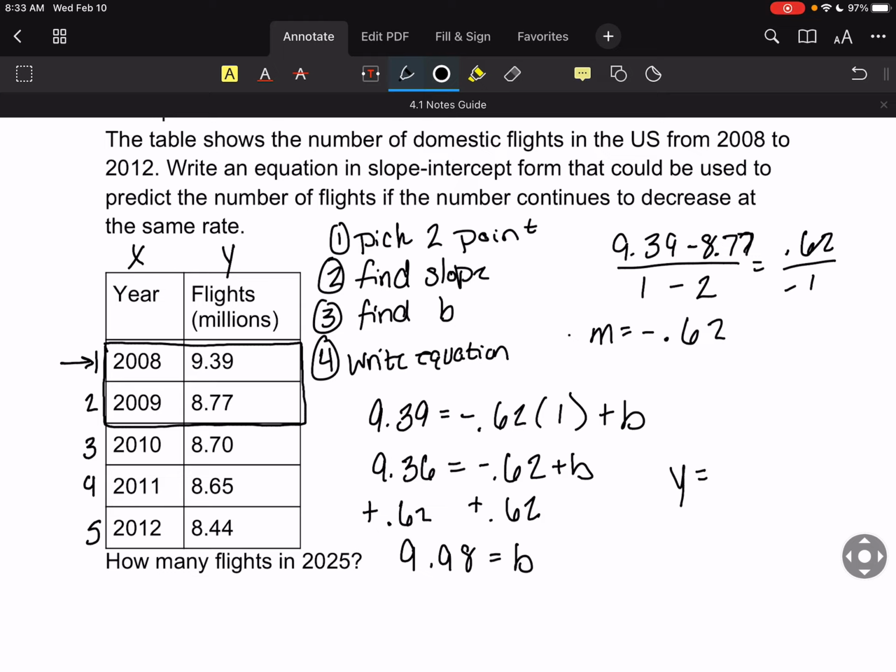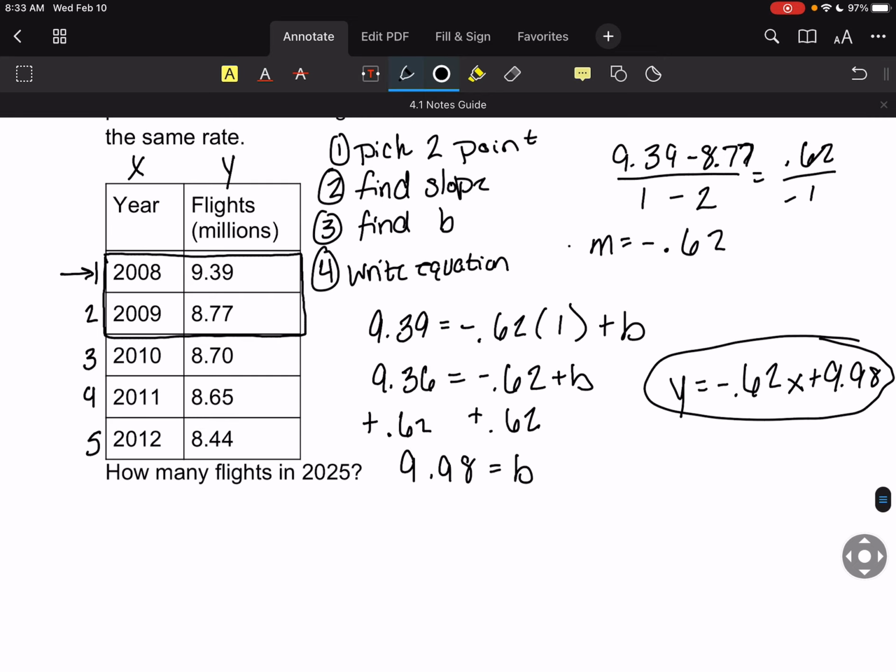And then we can write our final equation. So y equals -0.62x plus 9.98, and that would be our final answer for part A. The second part says how many flights would be in 2025.